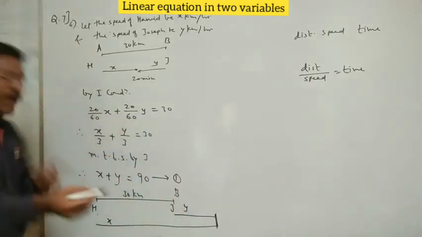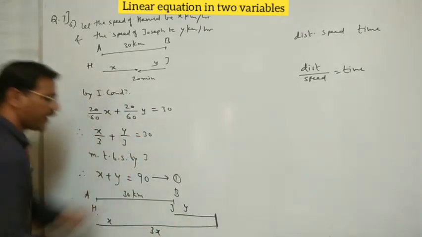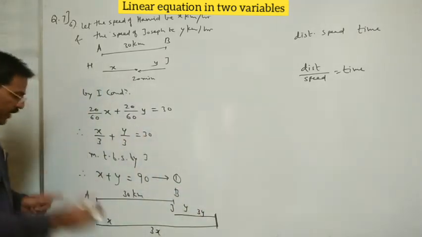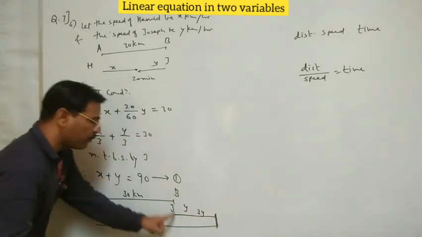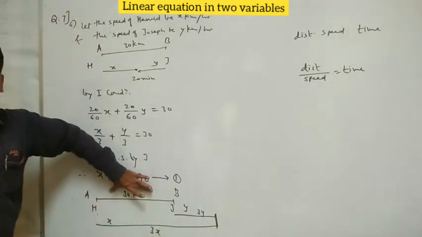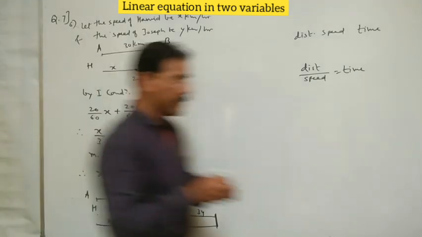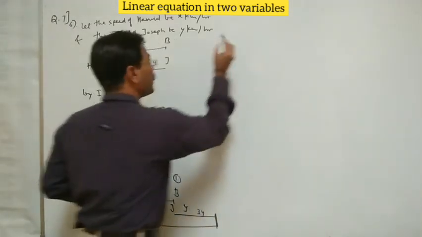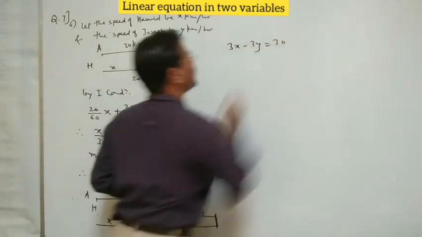In 3 hours, Hamid covered how much distance? 3x. Is it correct? And in 3 hours, Joseph covered 3y. Now look here. From A up to here, this is the distance which is 3x. And from B up to here, 3y. So their difference is AB, which is 30 km. That is very important here. Look here, what does condition number 2 tell us? Yes, 3x minus 3y is equal to 30.